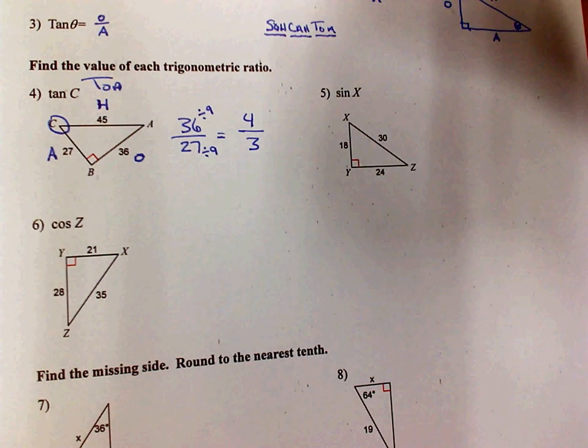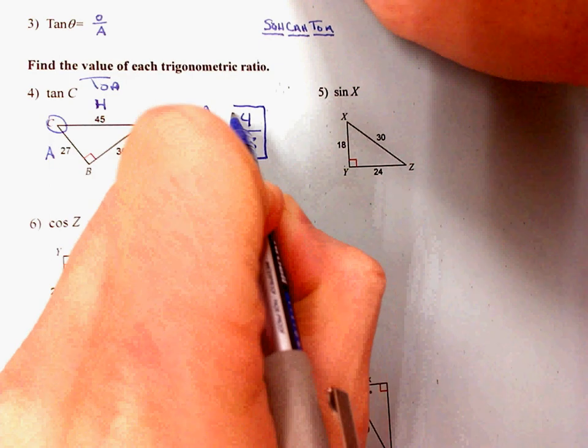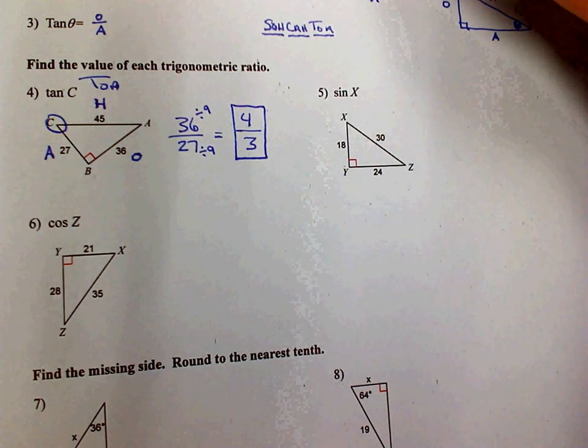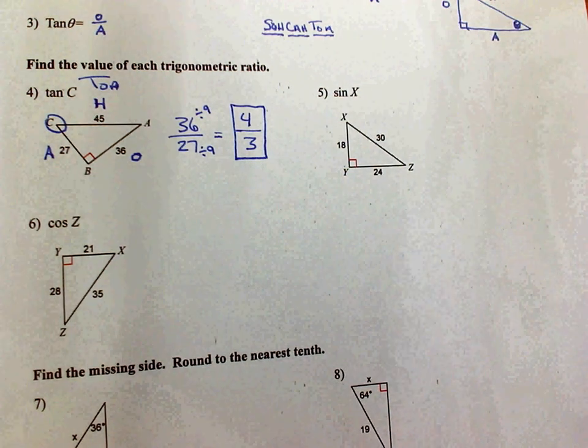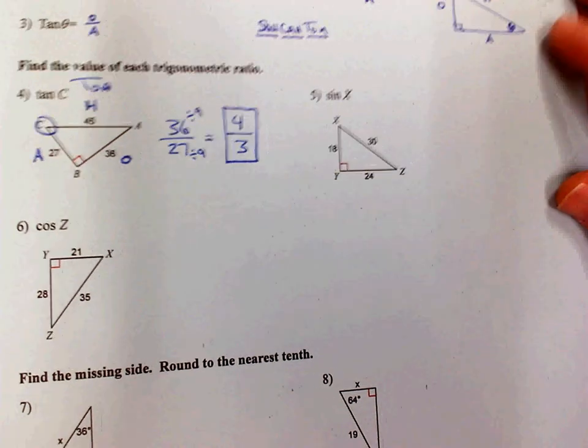It's definitely easier to say. So we always like to reduce our ratios. 4/3 is my value of that particular ratio for that triangle here on number 4. Okay, same idea on 5.